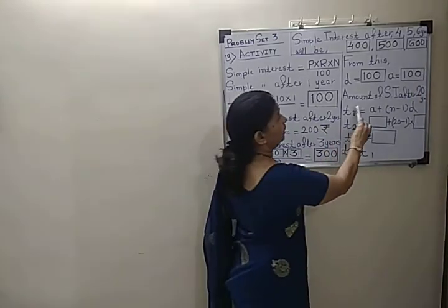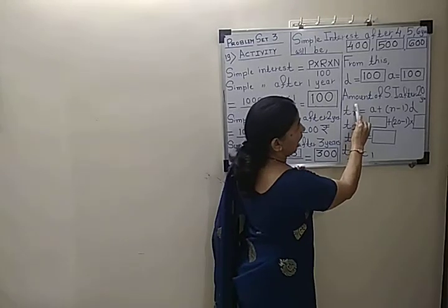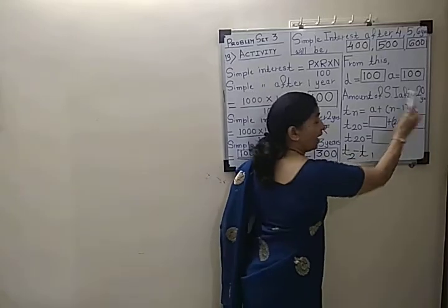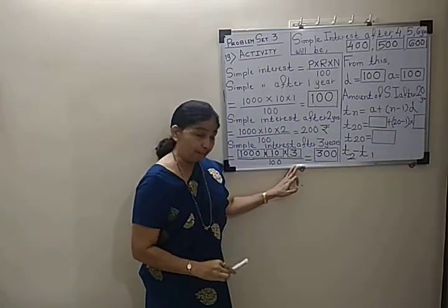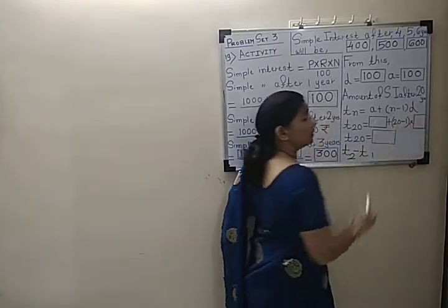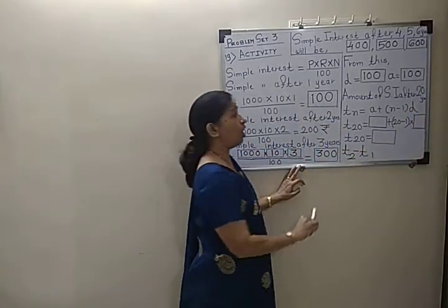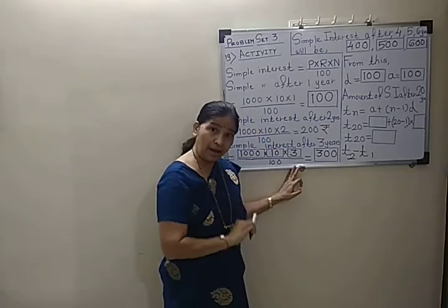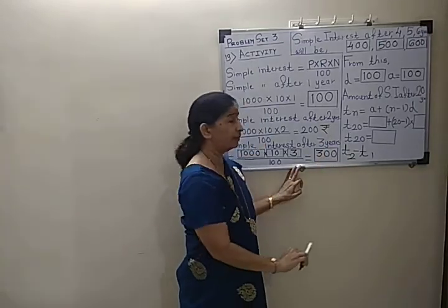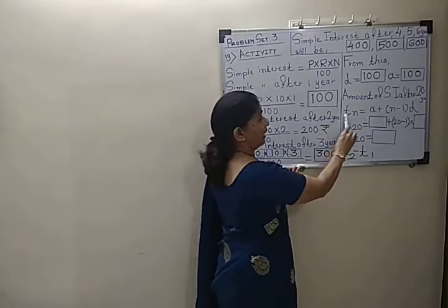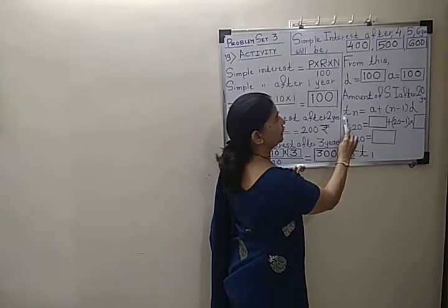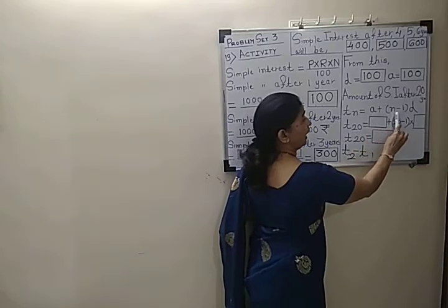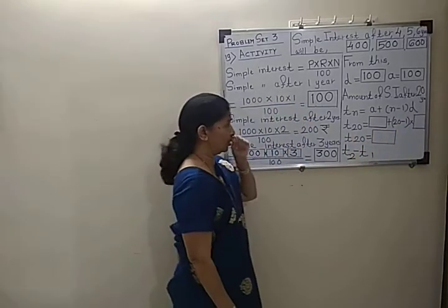Now they are asking me in the activity the amount of simple interest after 20 years. After 20 years means they want T20. So may I have a formula for that term? Oh yes, I have a formula, that is Tn is equal to A plus n minus 1 into D.